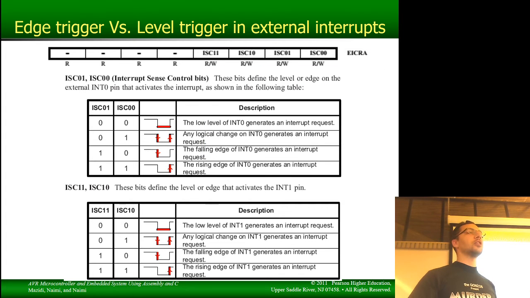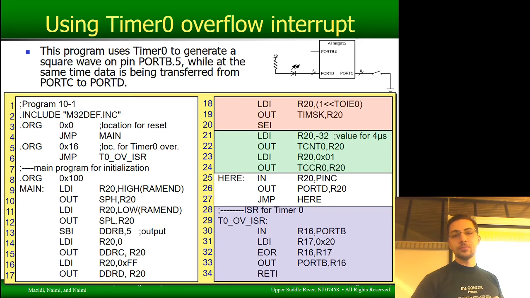So we configure the interrupt inside the peripheral. Let's go to timer interrupts, because timer interrupts are going to be part of Lab 4. We have to generate, as a reference, a 4 millisecond-ish delay. So let's look at this. This is going to use timer 0 to generate a square wave on a particular pin. At the same time, we're going to be doing something mundane, transferring stuff from port C to port D.